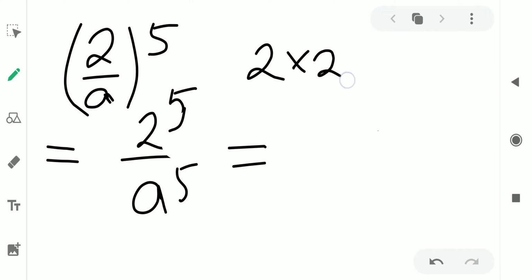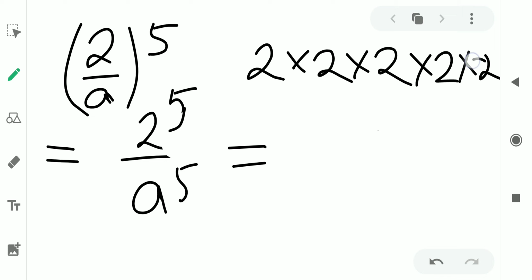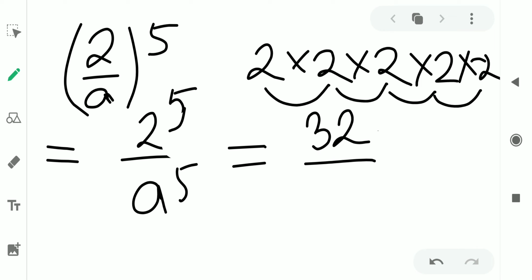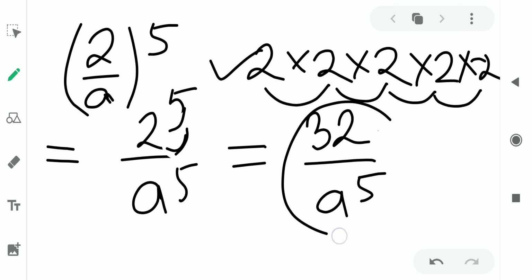That is 2 into 2 into 2 into 2 into 2. Okay, now multiply. Now it is 5 times multiplied 2. Now 2 2s are 4, 4 2s are 8, 8 2s are 16, and 16 2s are 32. So it will be 32 divided by a to the power 5. Don't multiply 2 and 5. Don't try to get 10, because it is the power, it is not the multiplication. This is the power, so we have to multiply 2 5 times. Okay, so here this is the answer.